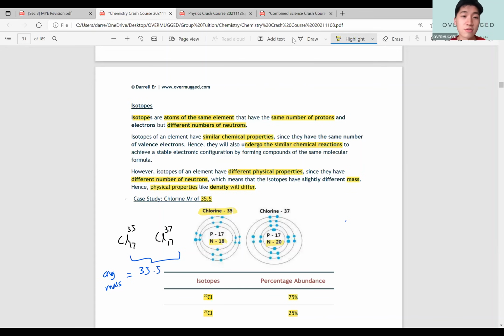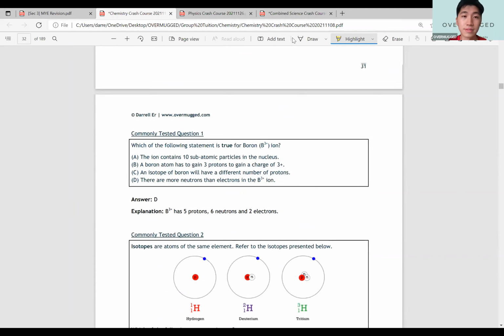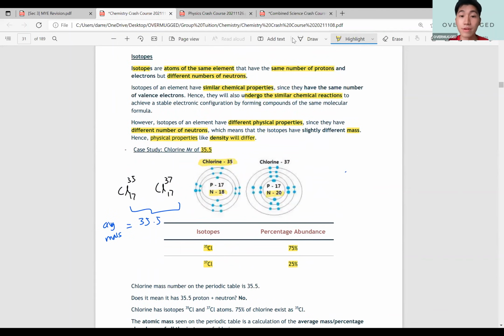So questions will ask you what defines isotopes. Then you must tell them, isotopes are atoms of the same element, same number of protons, different number of neutrons. They might even go one step further to ask you about the average mass, or about the chemical and physical properties. So these are the things that you need to look out for. With that, that is pretty much it for isotopes, and we're actually done with atomic structure.